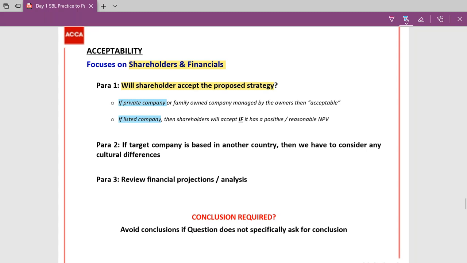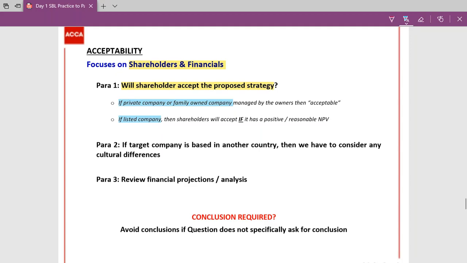So in case we are a private company or a family owned company, usually the shareholders themselves are the directors. They themselves are running the business. So in that case, if the directors are proposing, by default the shareholders will accept, because the directors and the shareholders are one and the same person. You understand?